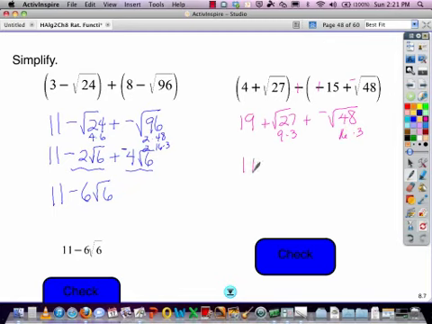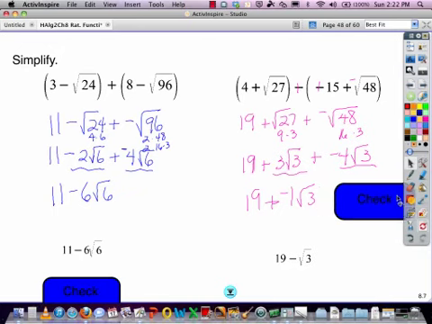So here we go. We'll get 19 plus 3 root 3 plus a negative 4 root 3. Adding and subtracting our like terms, we would get 19 plus, you could say a negative 1 root 3, or you could just say a negative root 3. Your choice how you want to work that. Okay?